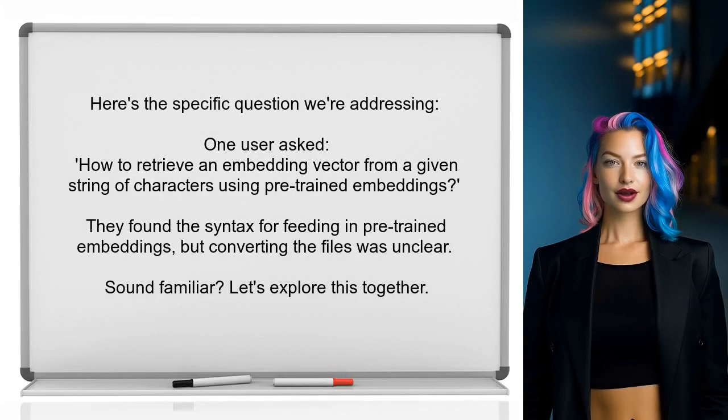Here's the specific question we're addressing. One user asked how to retrieve an embedding vector from a given string of characters using the pre-trained embeddings provided by Google. They found the syntax for feeding in pre-trained embeddings, but converting the files to the required format was unclear. Sound familiar? Let's explore this together.